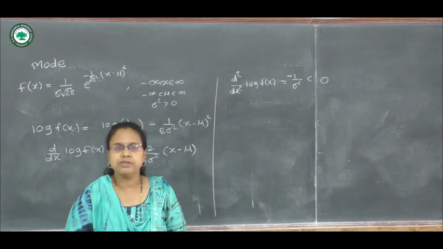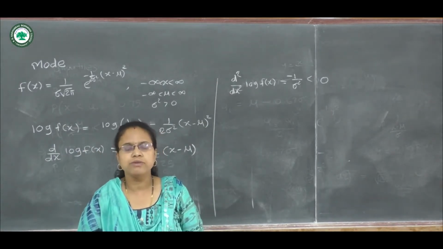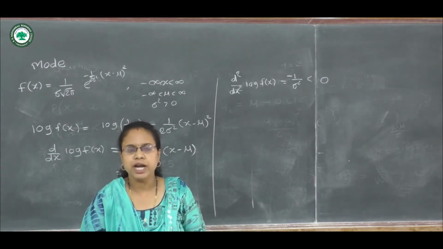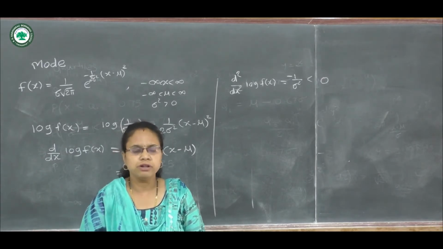So today we have seen how to obtain the median, mode and quartiles of normal distribution. Also we have learned how to obtain the area under the curve for normal distribution.